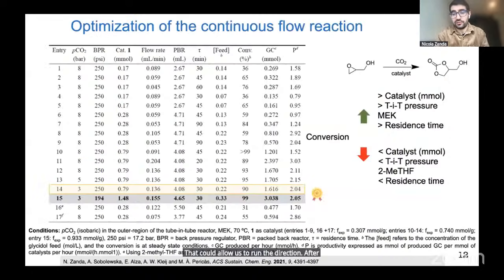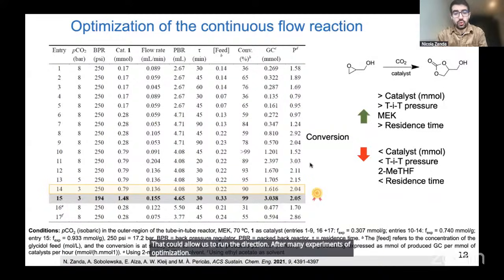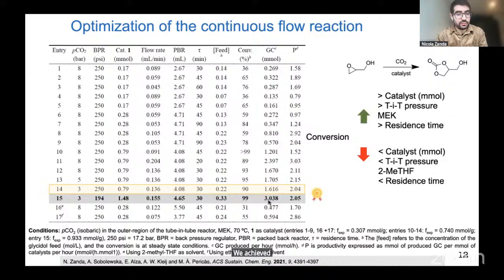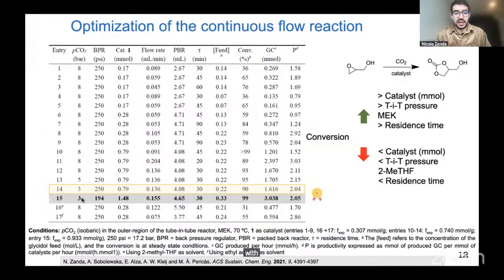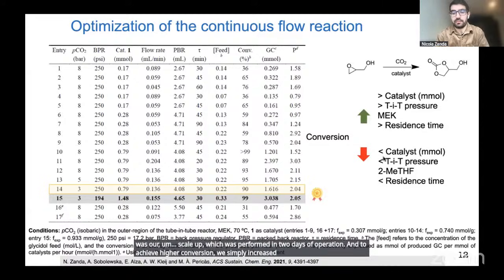After many experiments of optimization, we achieved a high conversion using half an hour residence time. So you can see experiments 14 and 15, which were our best cases. And the conditions of 14 with this catalyst loading were used to run the stability test in terms of recyclability of the catalyst with partial cycle. And this final run was our scale up, which was performed in 2 days of operation. And to achieve higher conversion, we simply increased the catalyst loading.